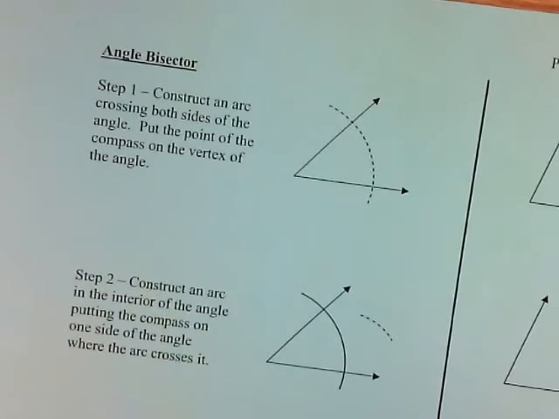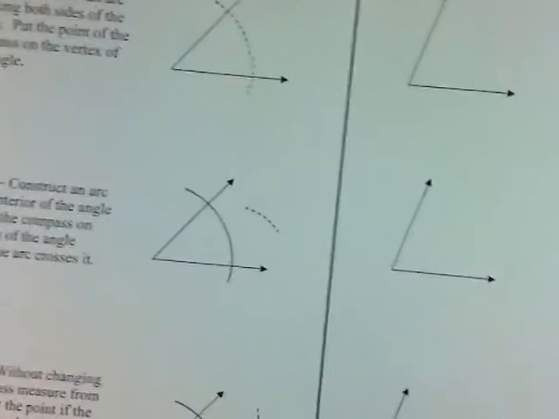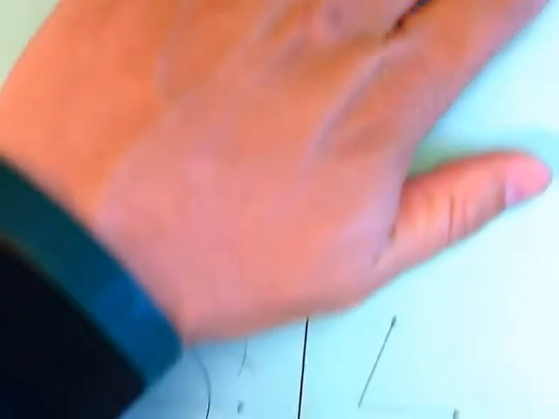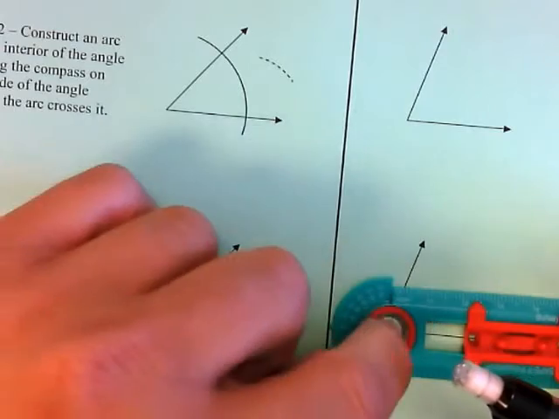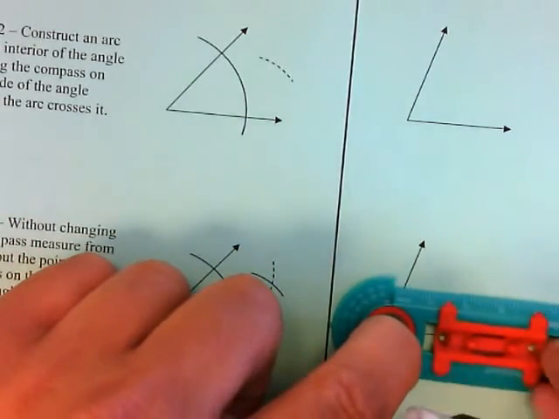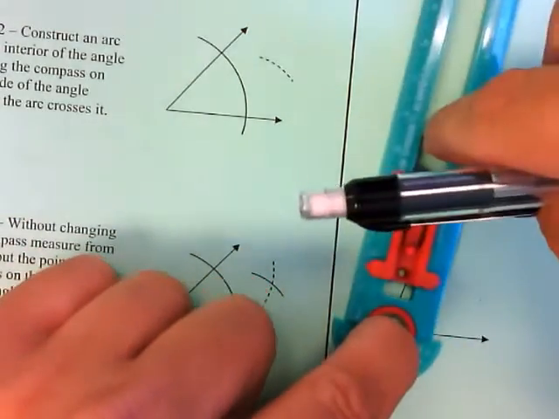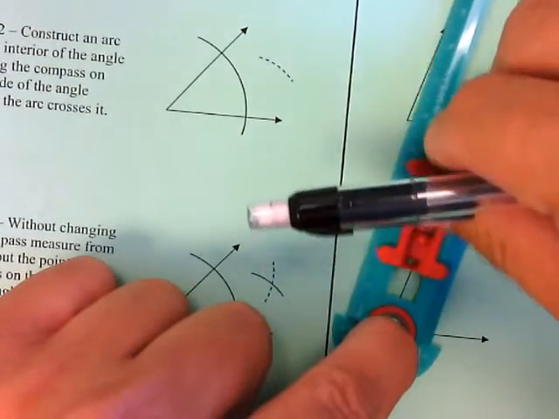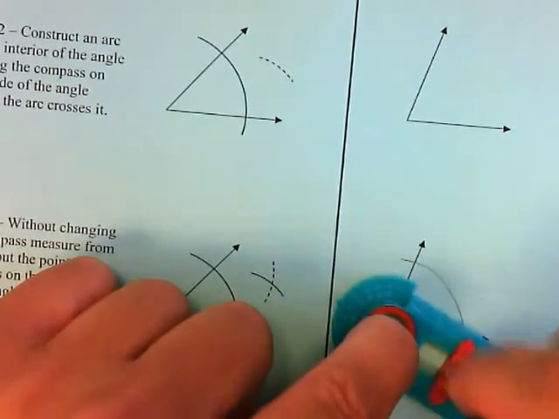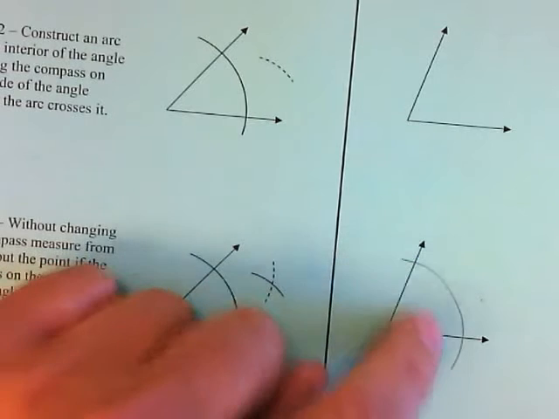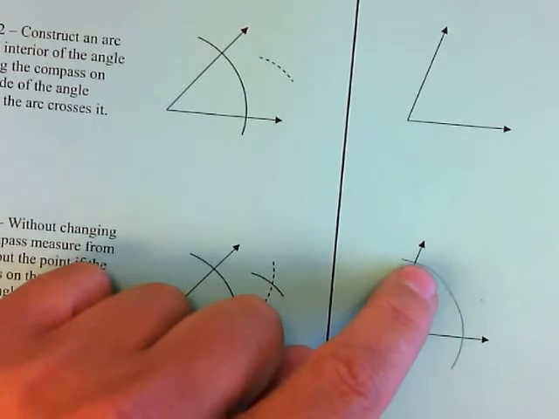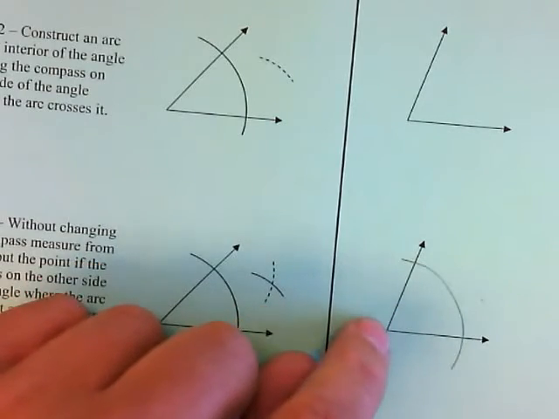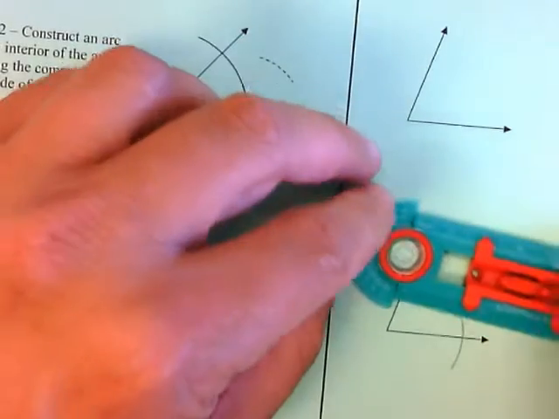Okay, angle bisector. So here we're cutting an angle in half. All right, step one is to draw an arc. I don't have to draw the whole arc. I could just mark the two places where it crosses through the angle, but the important thing is that I need to get those two points, and those two points are the same distance away from the vertex of the angle.